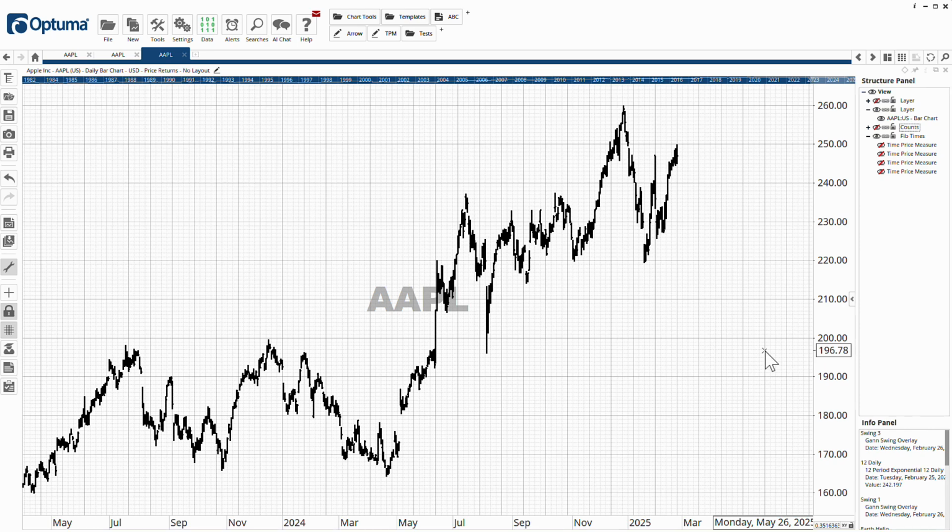Today we're looking at the stock chart for Apple. Now Apple of course is the IT giant. I love the Apple product. I've got the iPhone, the iPad, I've got the Apple Watch, I've got the MacBook Air, I've got the iMac. They're fabulous products.